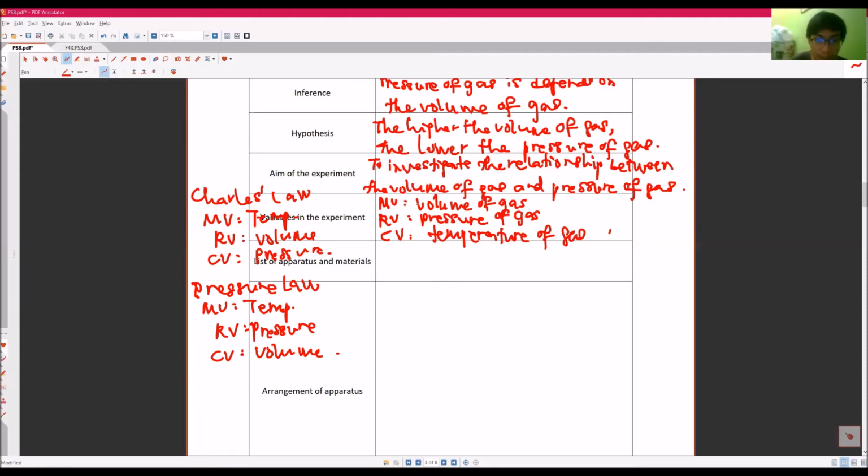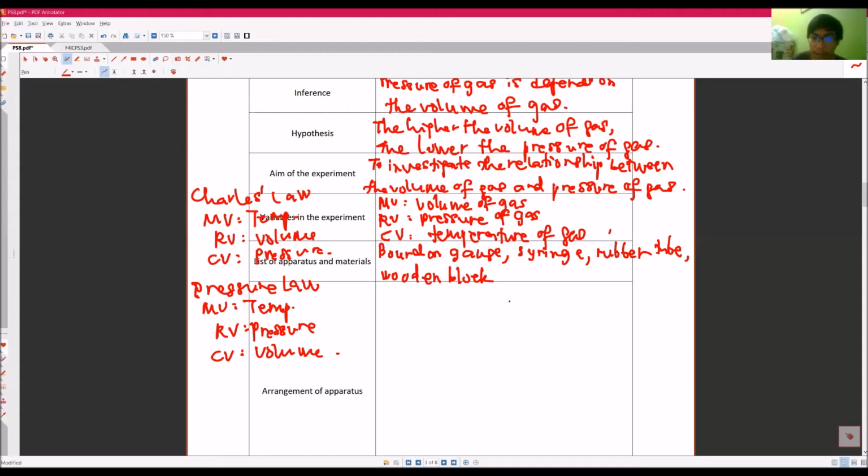So let's list out the apparatus and the materials needed for this experiment. First, we need to list the given apparatus, which is the Bourdon gauge. Next, we need a syringe, rubber tube, wooden block. Okay, let's see how many apparatus: 1, 2, 3, 4. We need to add one more, at least one more.